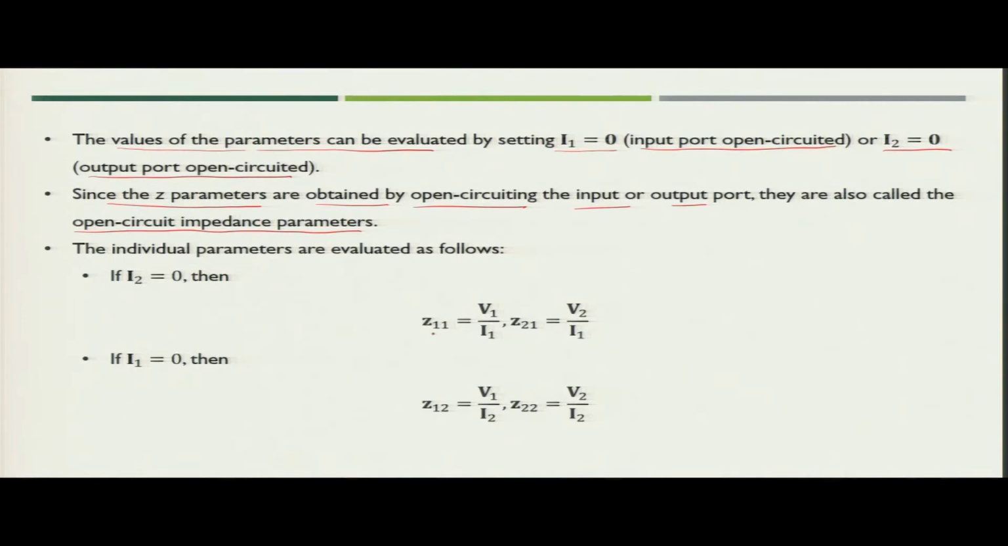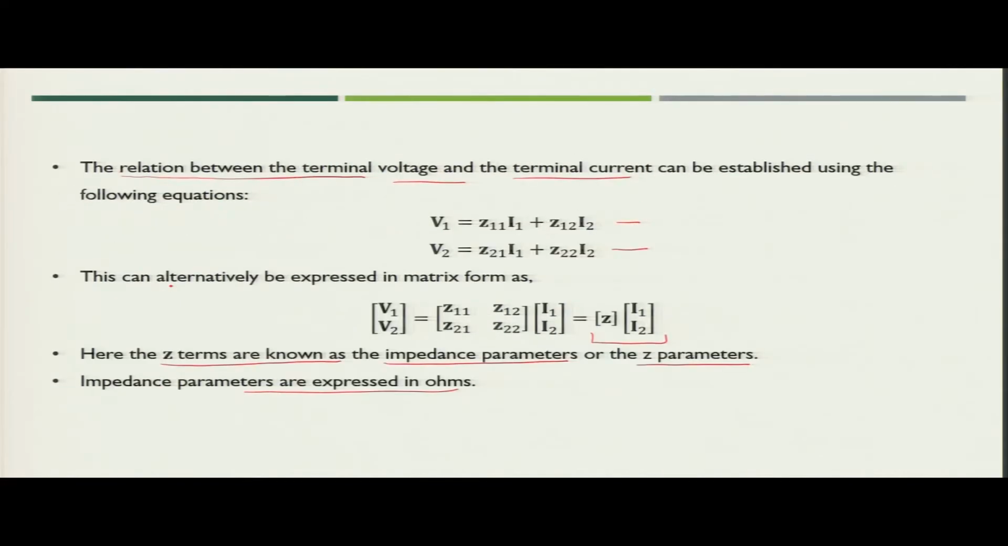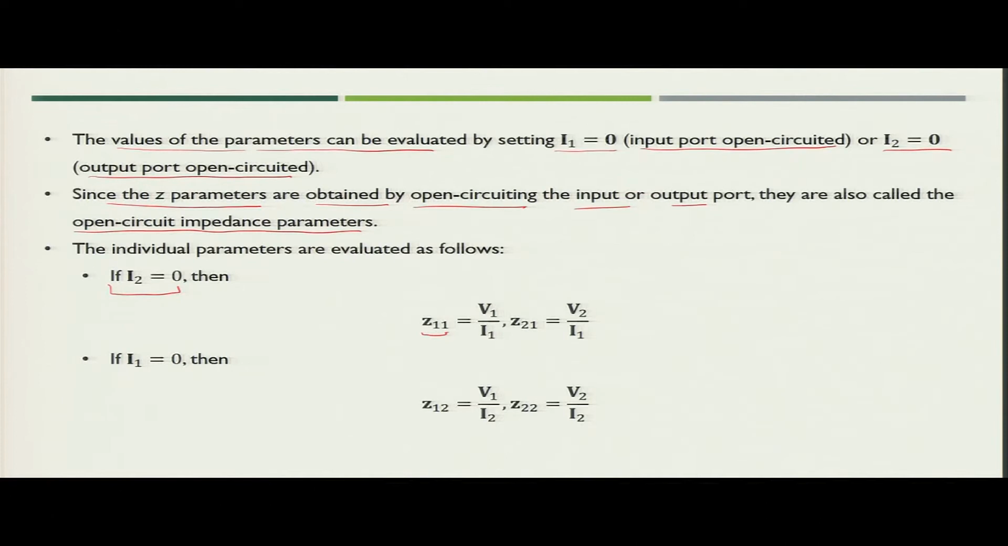Now, let us see how we will evaluate the values of the Z quantities which we have seen in the matrix. Those are Z11, Z21, Z12 and Z22. If you set I2 equal to 0 in this equation, you will get Z11 as V1 upon I1, and when you put I2 equal to 0 in this equation, Z21 will become V2 upon I1.